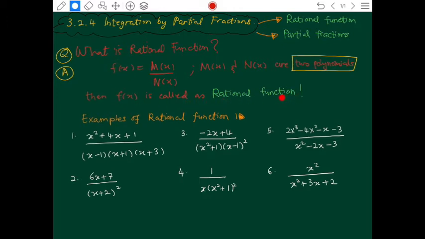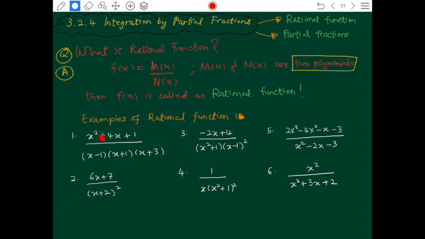So previously we have dealt with integration by substitution, integration by tabular method, and integration by parts. We only deal with multiplication of two functions. But for the partial fractions method, we are dealing with the rational function, which is in the form of fraction.